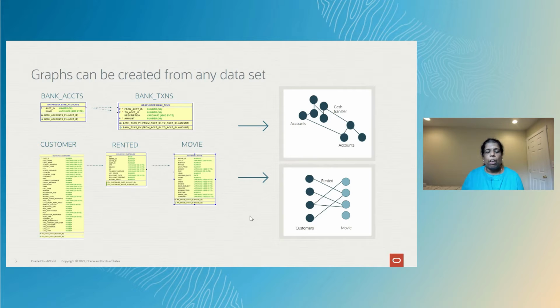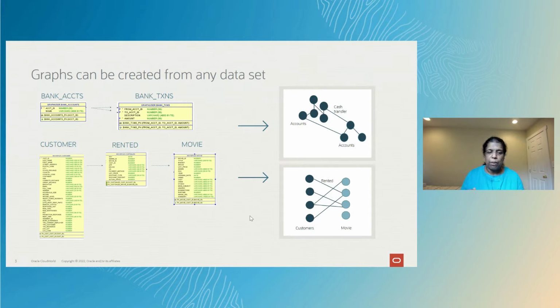vertex table. And then in the second example, in the second half of the slide, we have three tables: customer, rented, movie. The customer table contains information about customers, the movie table contains information about movies, and the rented table contains information about which customer rented which movie. So you can represent customers, which are naturally data entities, as vertices in your graph. Movies are also vertices in your graph. So you have two types of vertices in this graph. And then you have rented as the relationship between these two different types of vertices.